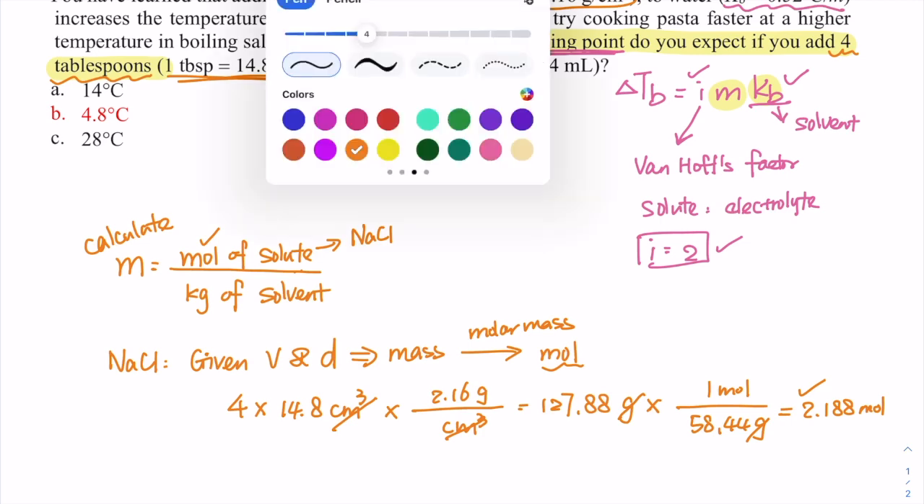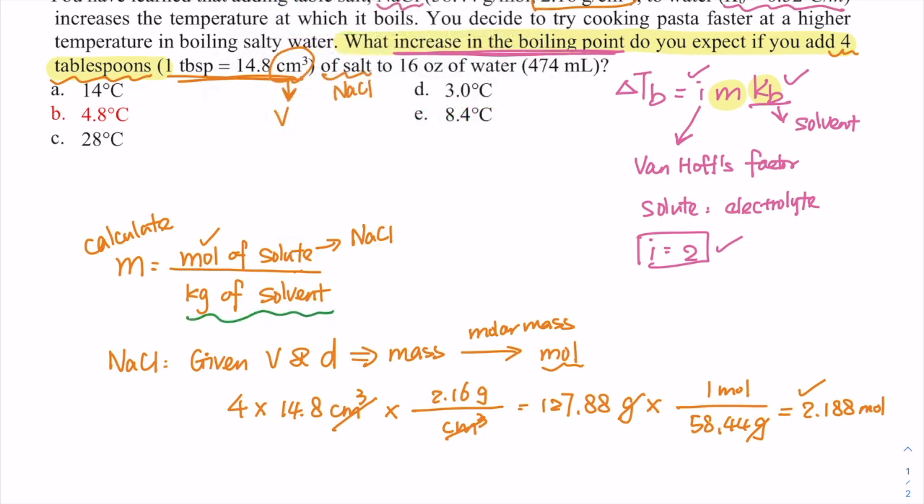Now, what else do we need? We need kilograms of solvent. What's our solvent in this question? It's water. We have 16 ounces of water, which is 474 milliliters. Milliliter is also a volume. Again, we want kilograms, which is mass. So if we know the density of water, which is hidden information, we'll be able to calculate the mass.